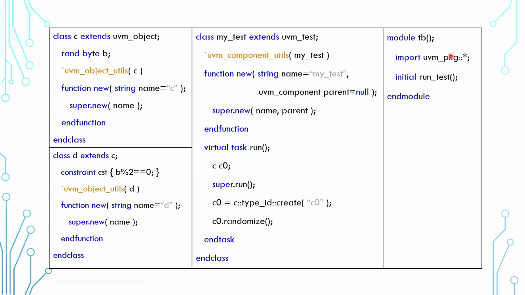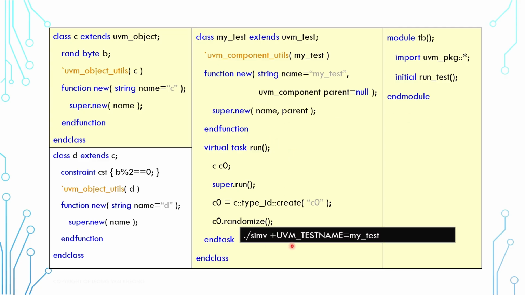This is a simple testbench module where we import the UVM package and call run_test. These are the three contents that follow the original requirement. If we run this simulation using this command, then run_test will pick up this simulation argument and instantiate myTest. And then it will call run and instantiate C0 as a class C object, and it will randomize it, where the byte B will be randomized to any number.